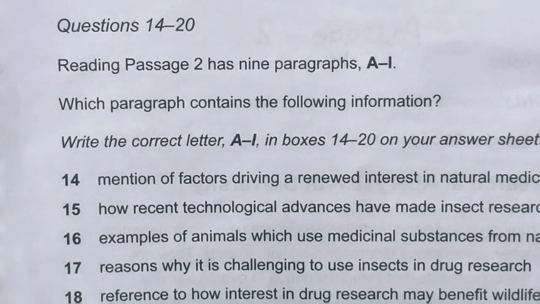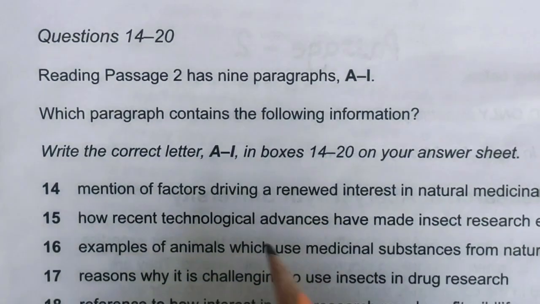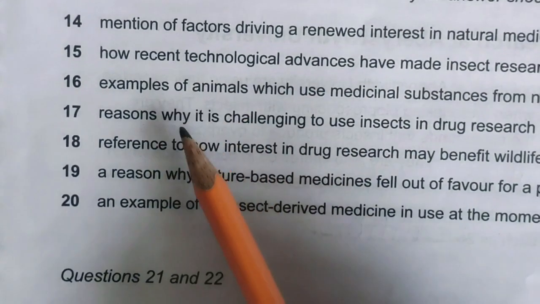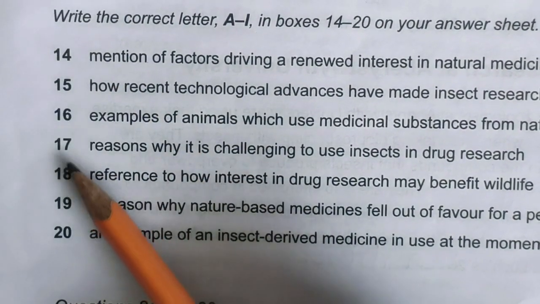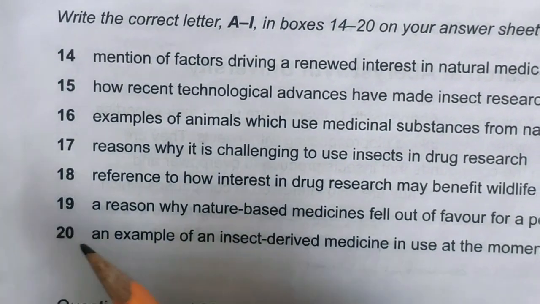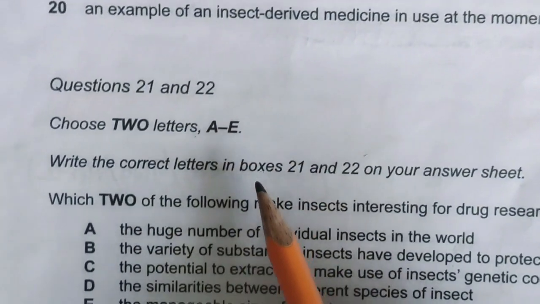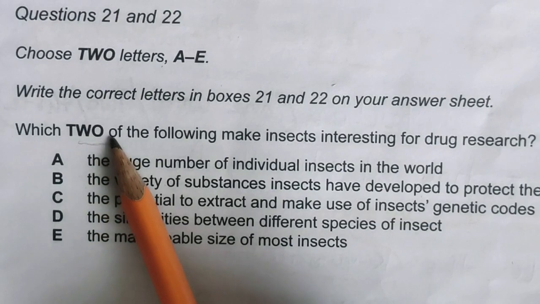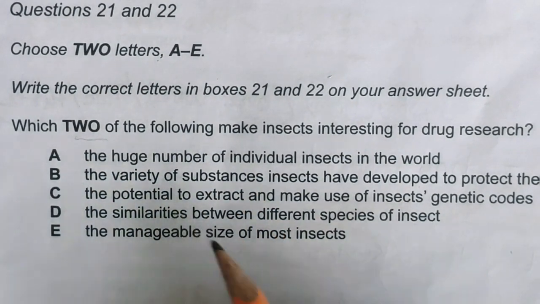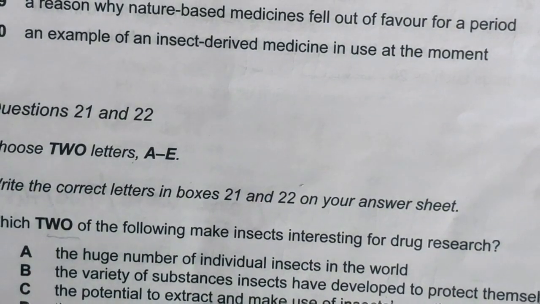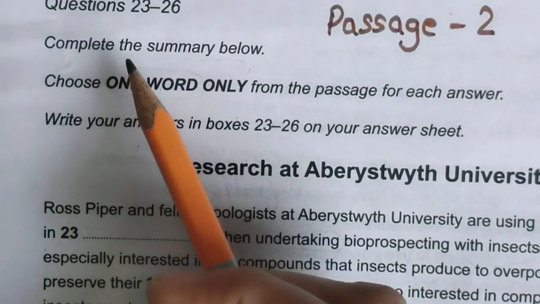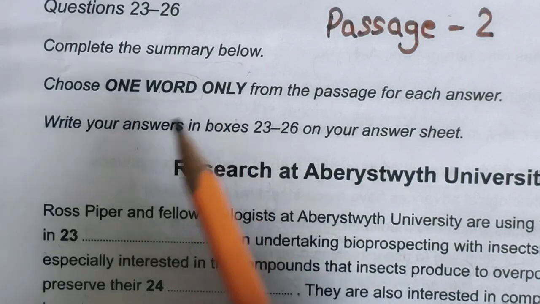The first type of question is which paragraph contains the following information. For this we have 7 questions. The second type of question we have here is MCQ, where we only have to select 2 out of these 5 options. Now the third type of question we have is complete the summary with the help of one word only.